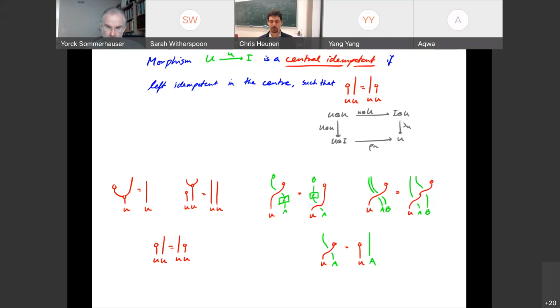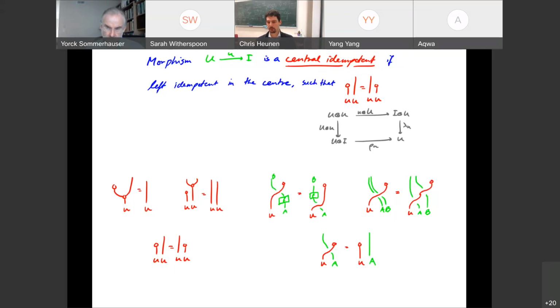So first of all, being in the center means that there is a half braiding on u, which is the topmost 2 pictures. So there is this half braiding that is natural in the sense that if I first do any morphism f and then I swap u with the codomain of that morphism, that should be the same as first swapping and then doing f.